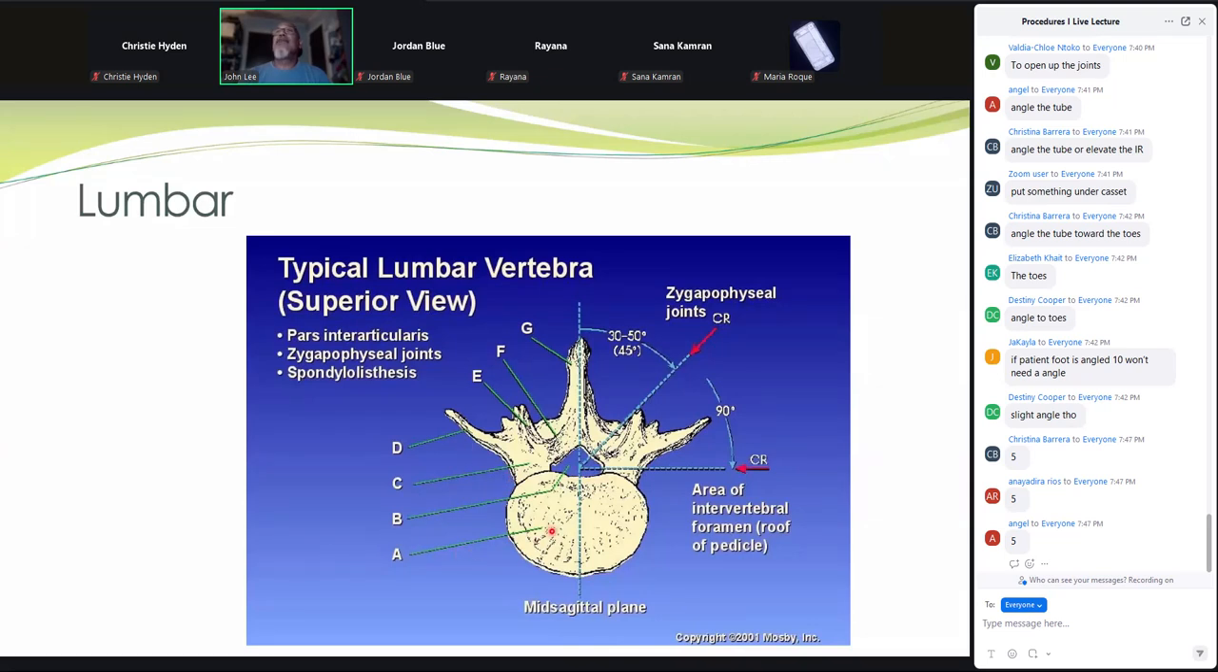So we have our vertebral body, spinal canal, and the intervertebral foramen. Our pedicles, transverse process. This is the inferior, this is the superior, because we're looking at it from the top. So this is the superior interarticular surface. And F is the lamina, with G being the spinous process.